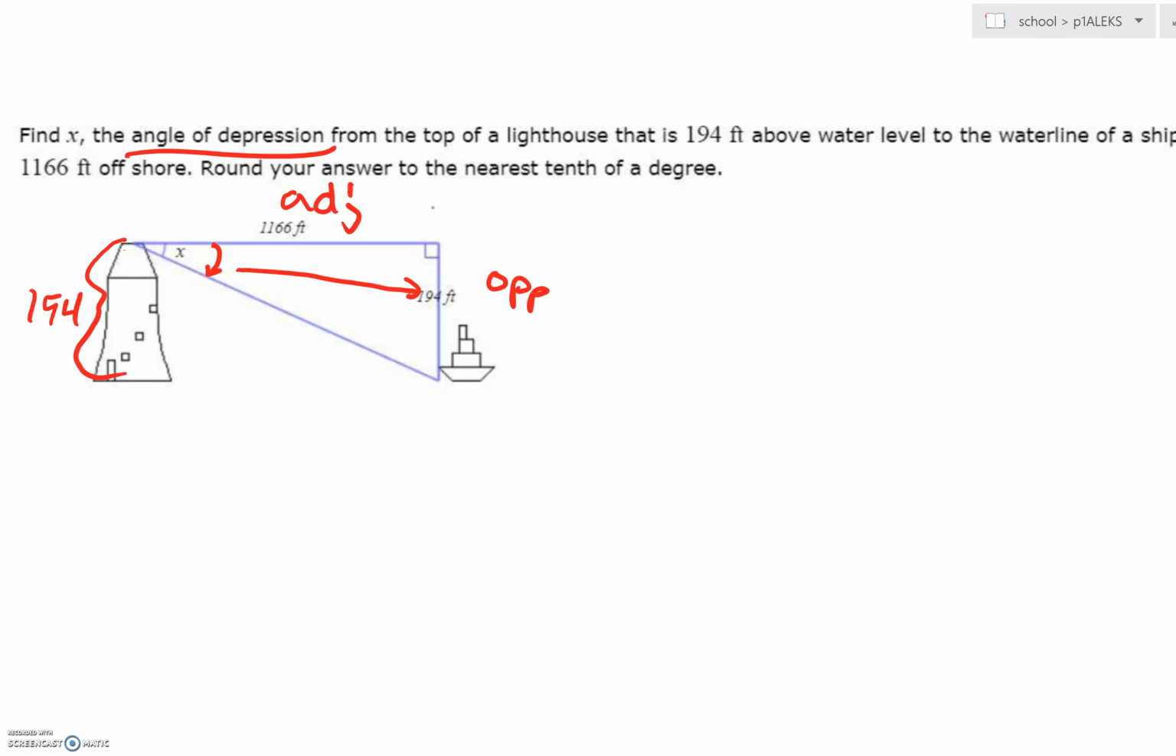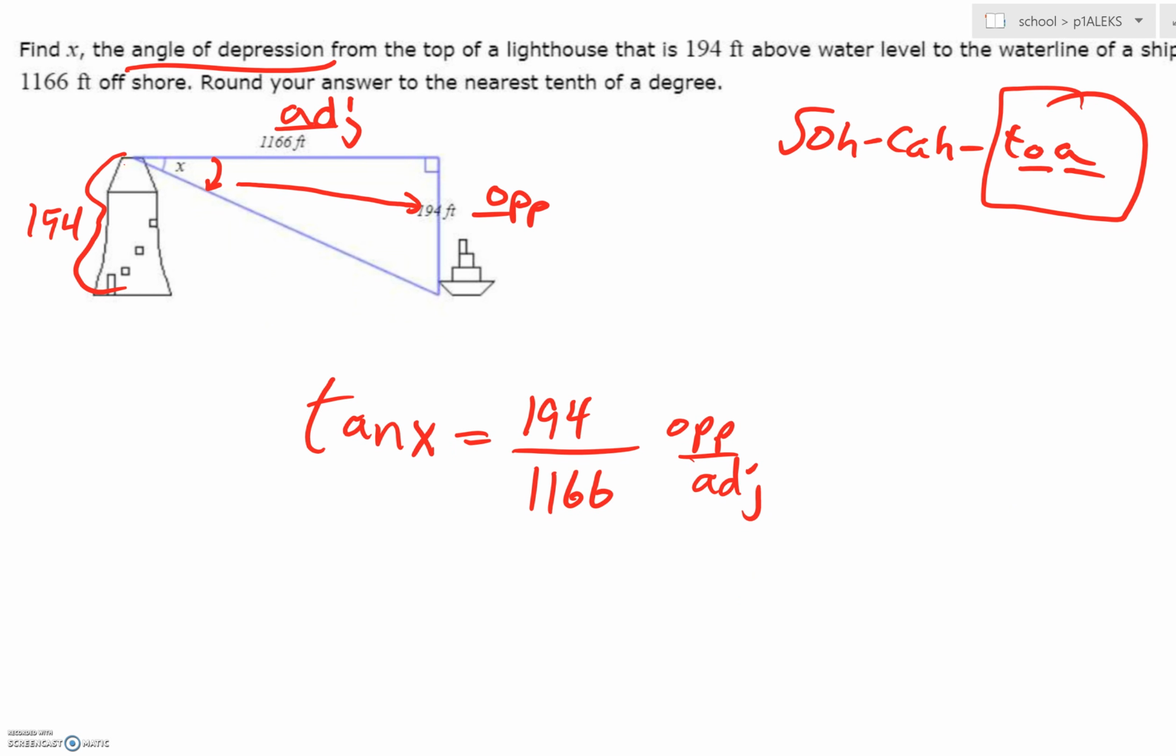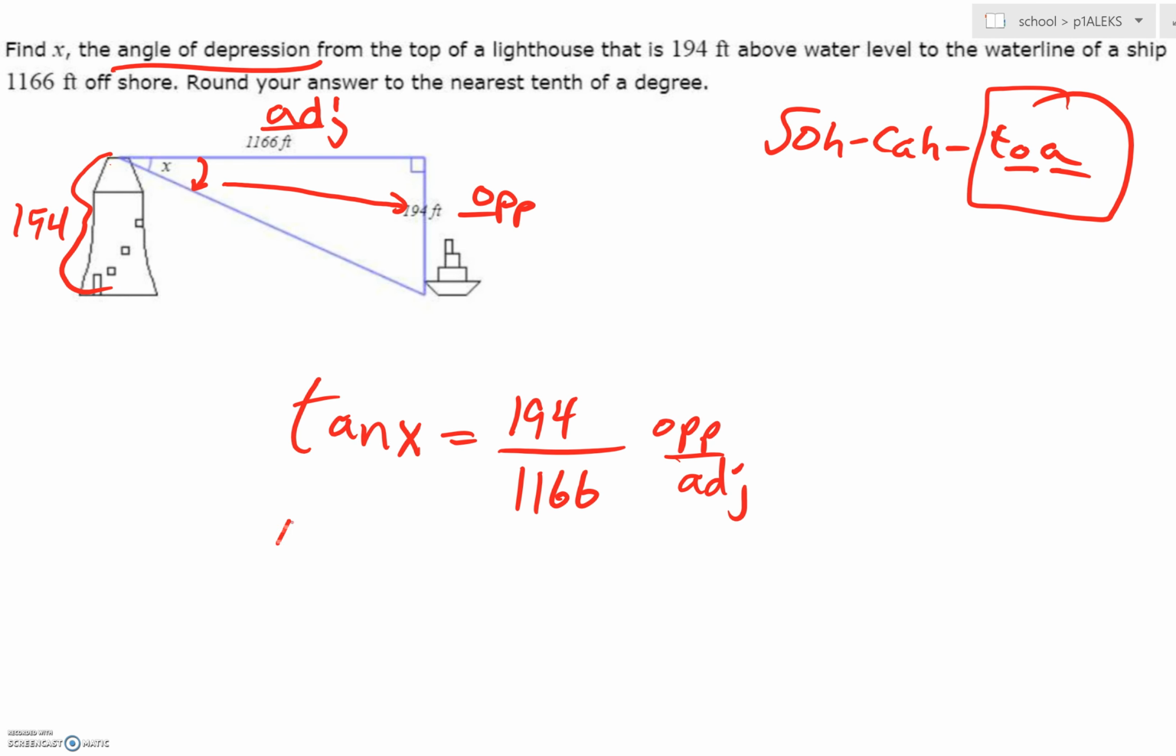So now at this point, we've got to label, SOHCAHTOA. And as we've got SOHCAHTOA going on, you've got O and A, and that is tangent. That's your O and A right here. So we write tangent of x, and that's 194 over 1166. So we're going to try to find this angle x, and of course, the way you do it is inverse. Every time you're finding an angle, guys, every single time, you're going to do an inverse. So we're going to do an inverse tangent on the left. We're going to do an inverse tangent on the right.